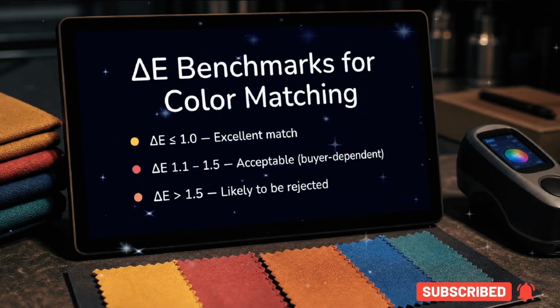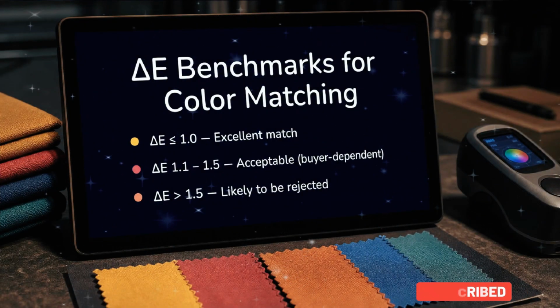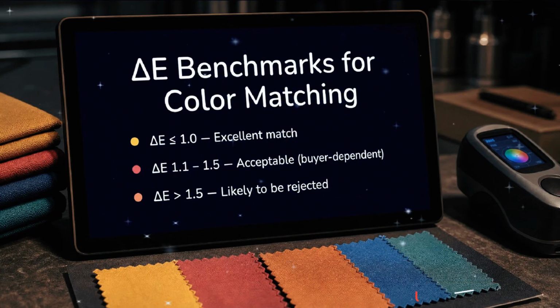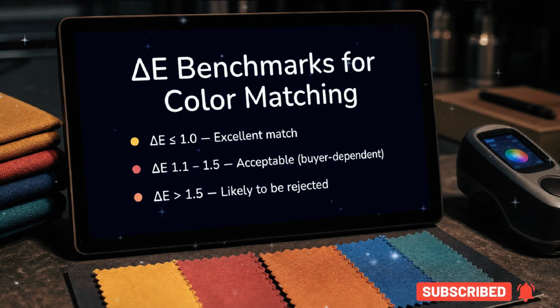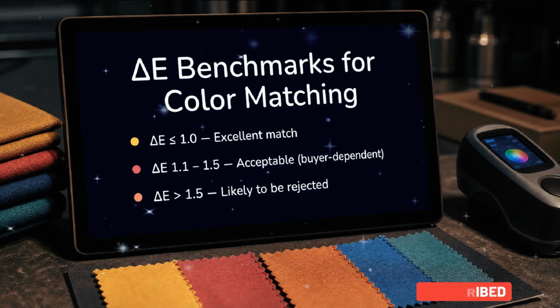For color matching, use these delta E benchmarks. A value of 1.0 or less is an excellent match, 1.1 to 1.5 is often acceptable depending on the buyer, and a value over 1.5 is likely to be rejected.